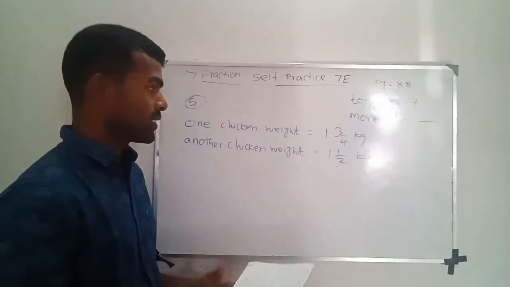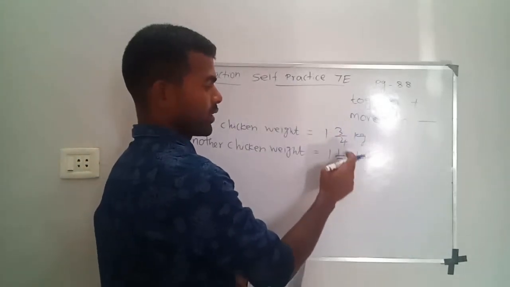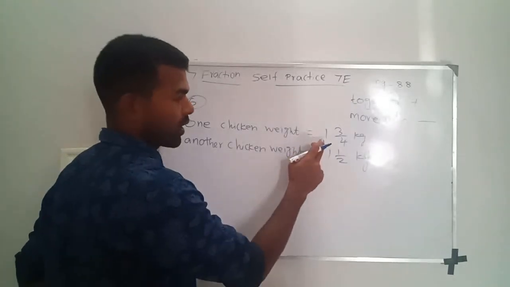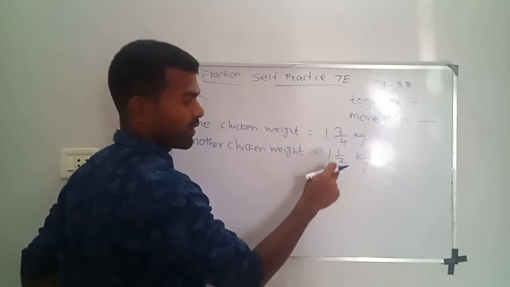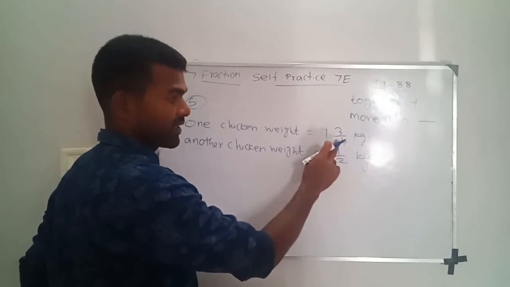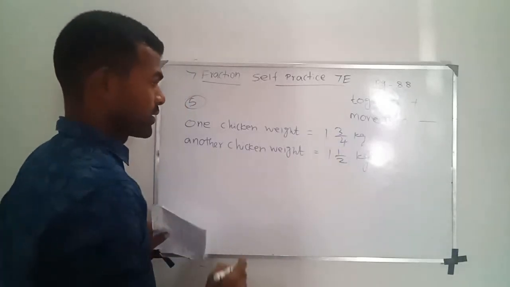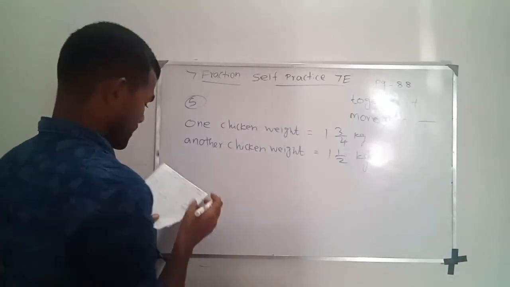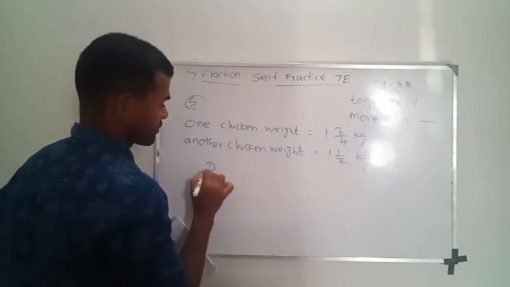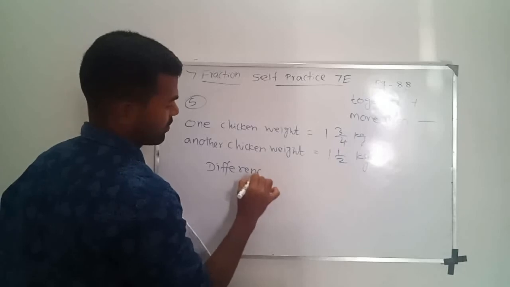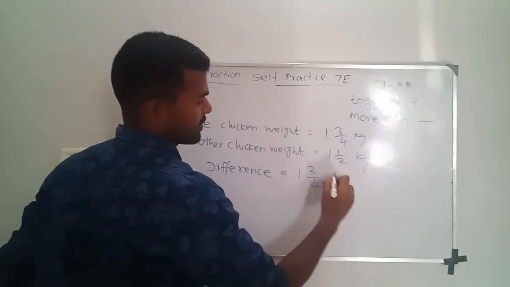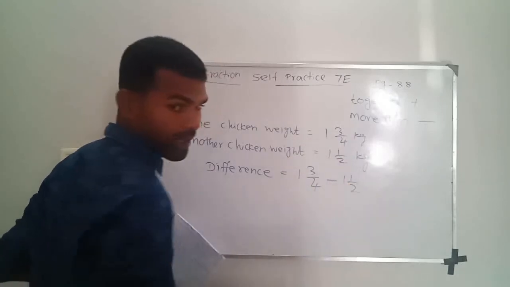So first chicken this much weight, second chicken this much weight, and they are asking how much did one weigh more than the other. See, when you look at this, you can see which is the bigger fraction. This one, 3 by 4. This one, 1 by 2. This is 3 by 4. It is a half. Yes. So this is the bigger fraction. So this is the subtraction. So how much difference in weight? So 3 by 4 kilogram minus 1 by 2 kilogram. Got it?